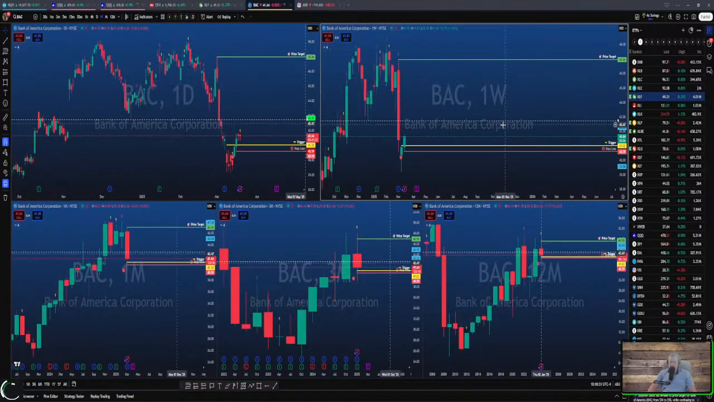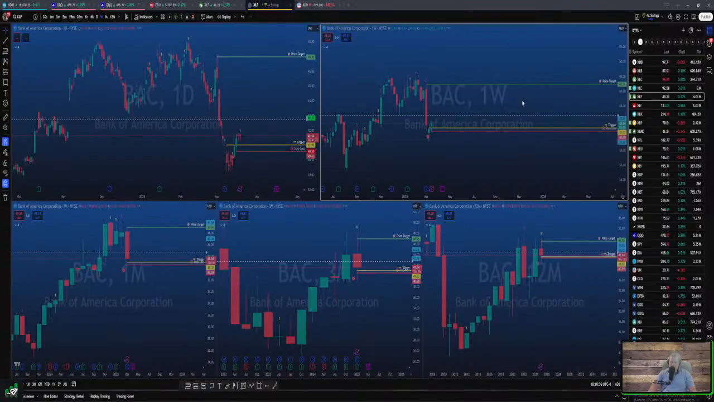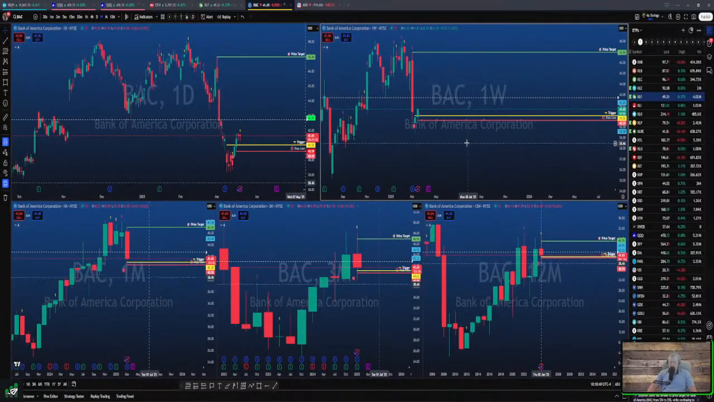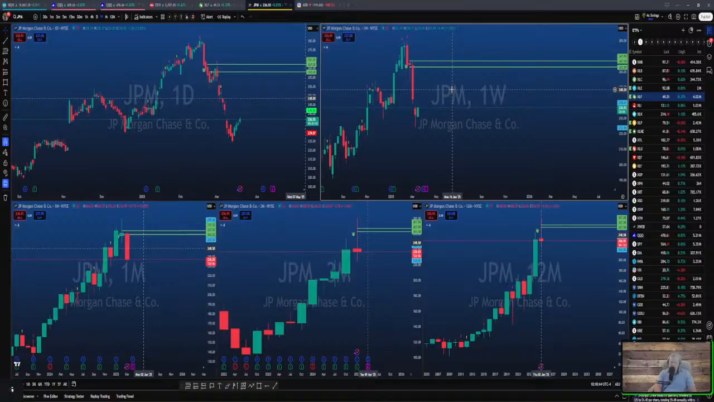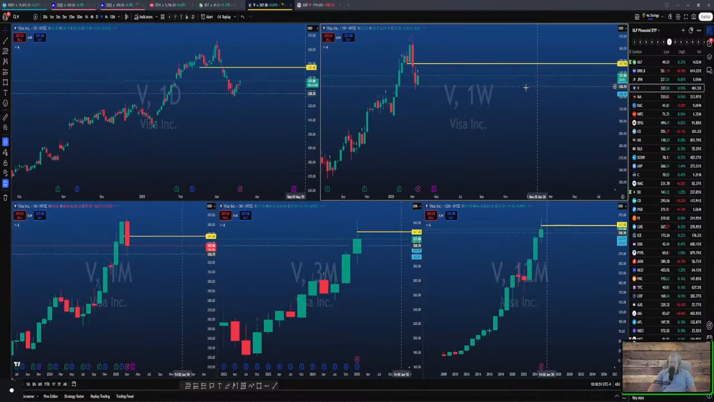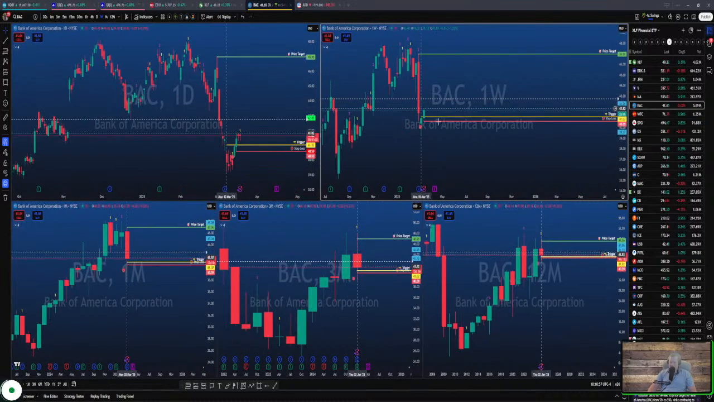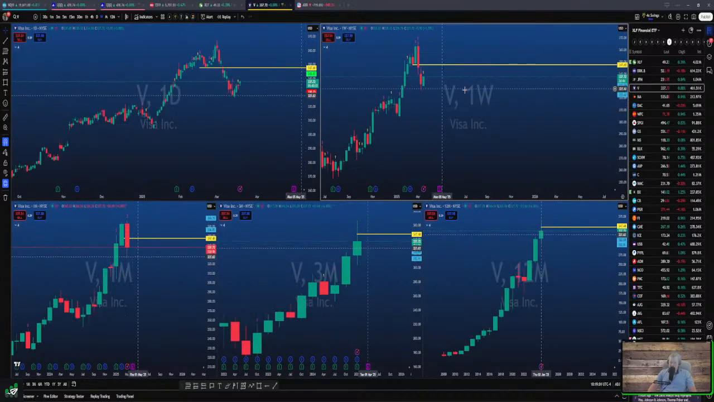you can kind of see exactly why I bought XLF. This chart looks pretty darn similar, right? But something like this, that's not a good example. Let's go to the XLFs. There we go. Something like Visa, right, does not look like Bank of America. Looking at this top right chart, the weekly, this is much, much stronger, right?